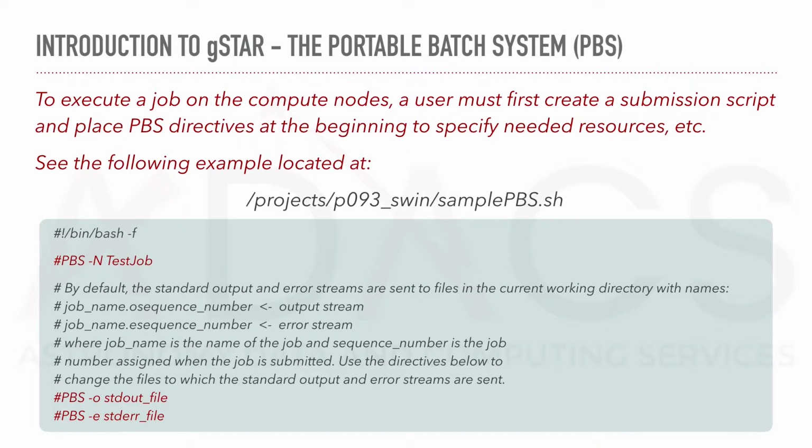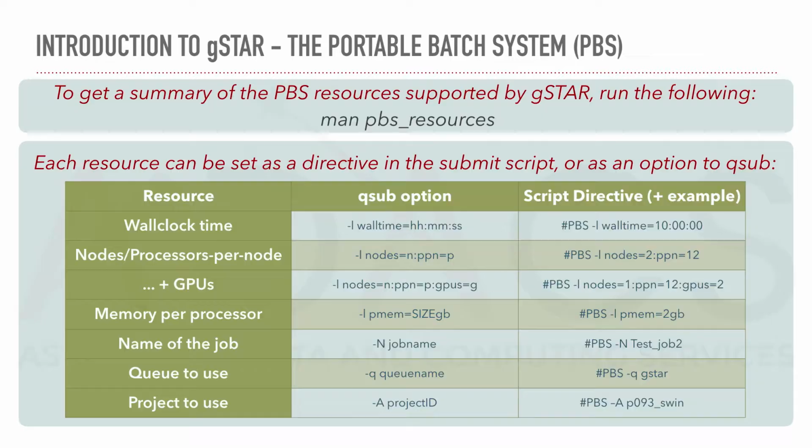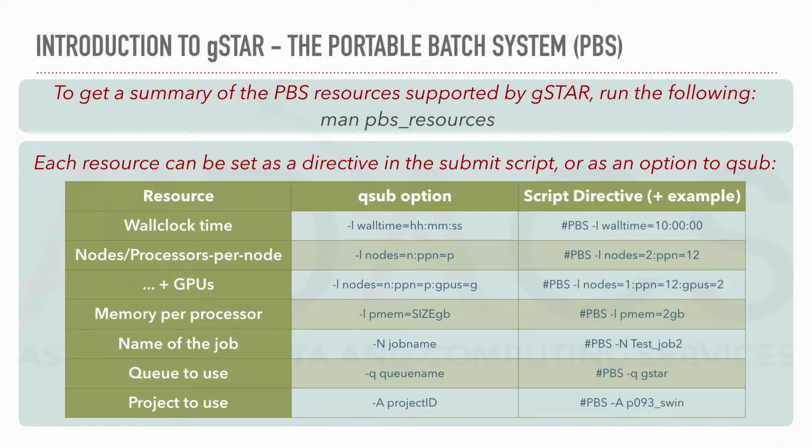PBS directives can modify the default behavior of the job. Here we see how to set the job name and the names of the files where standard out and standard error output will be sent. PBS directives can also specify the resources needed by the job. Here we specify the amount of memory, the number of nodes, and the number of processors per node required. PBS parameters and resources can be specified through a submission script or as options to the qsub command used to turn the script into a job.